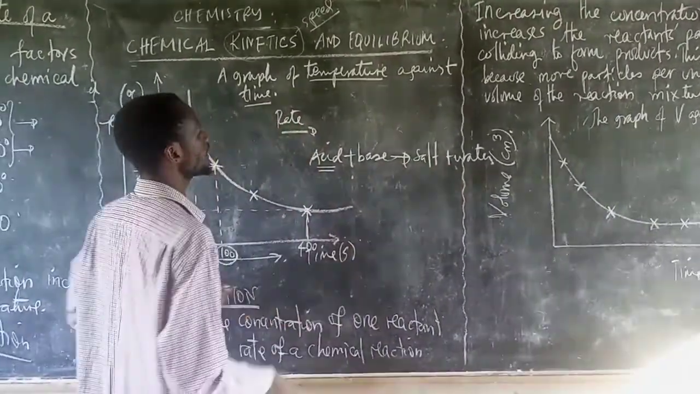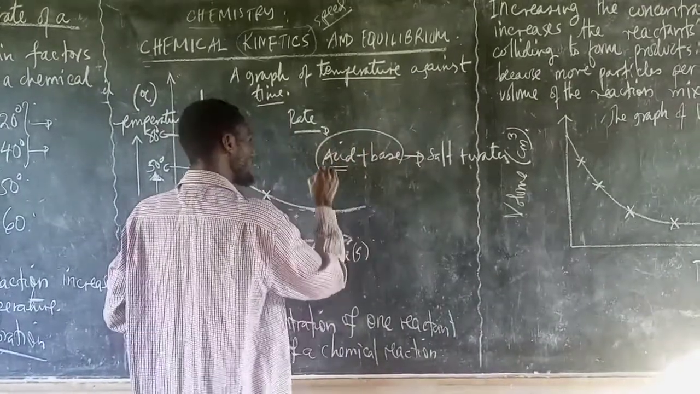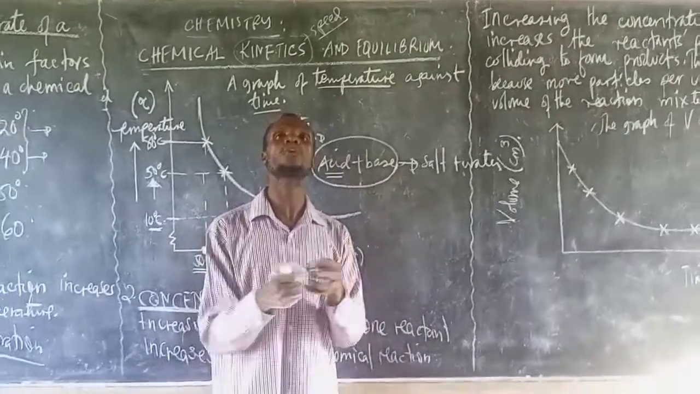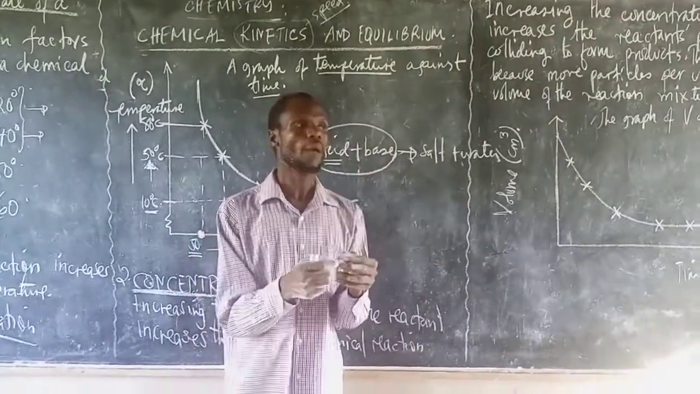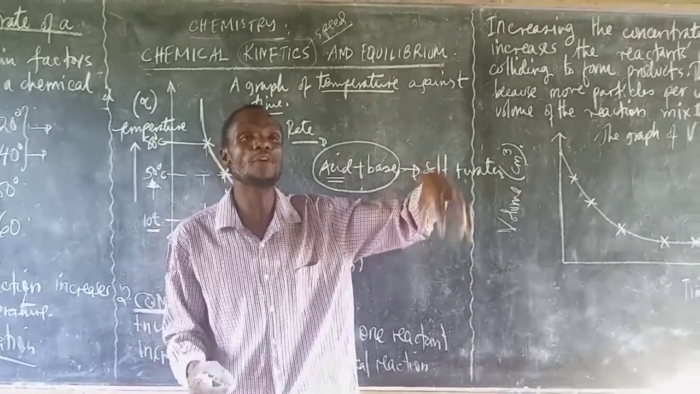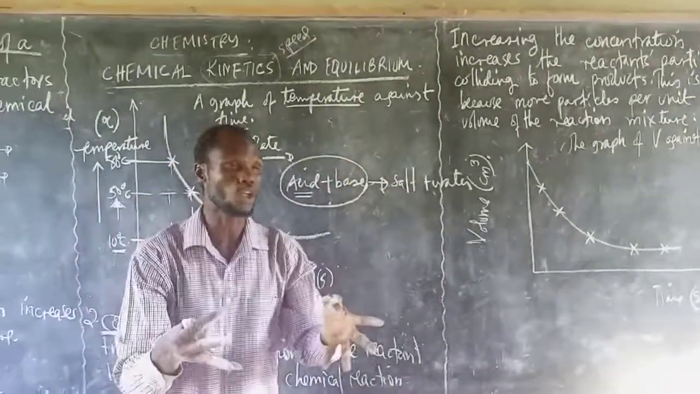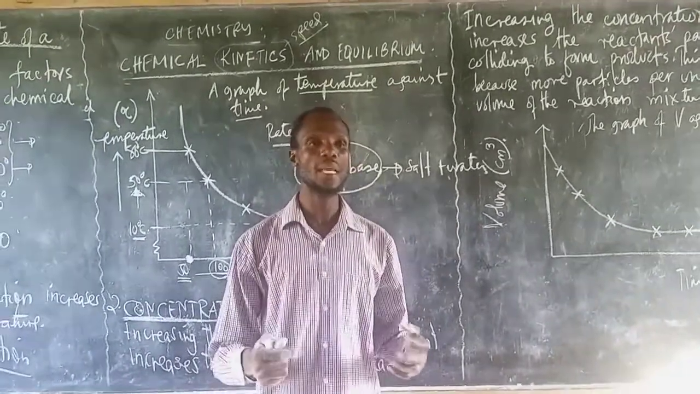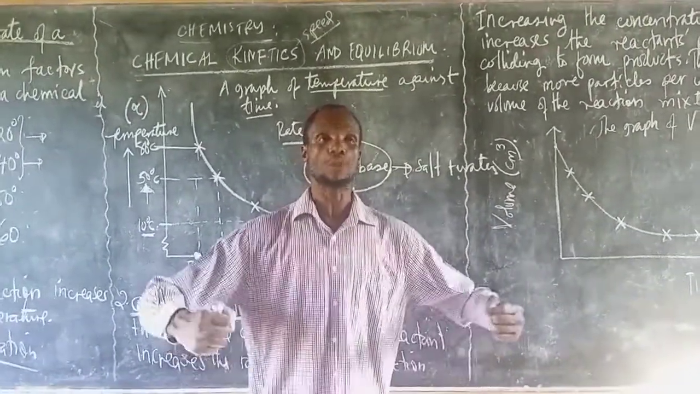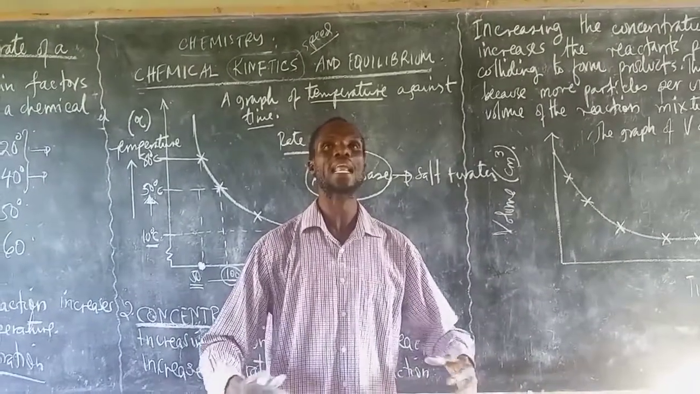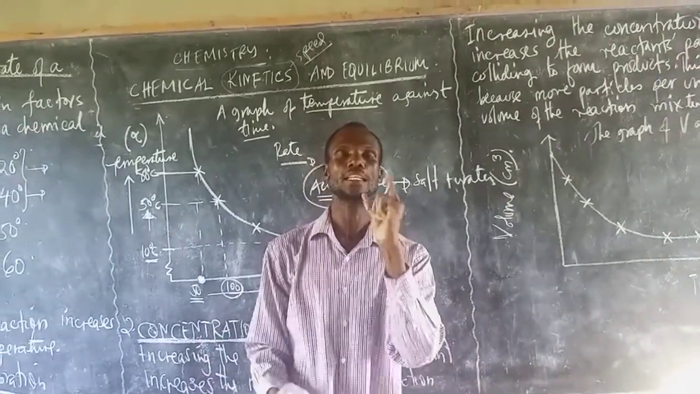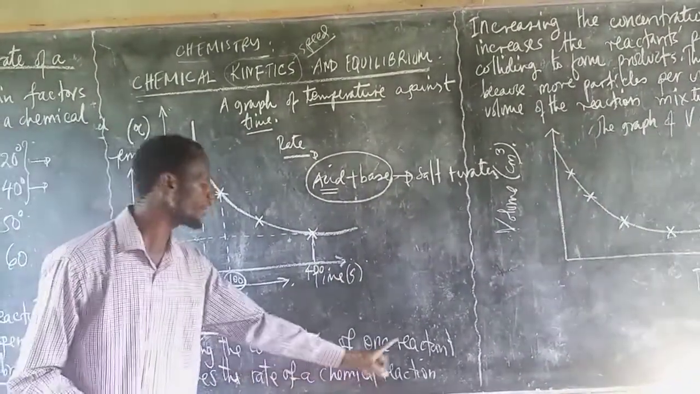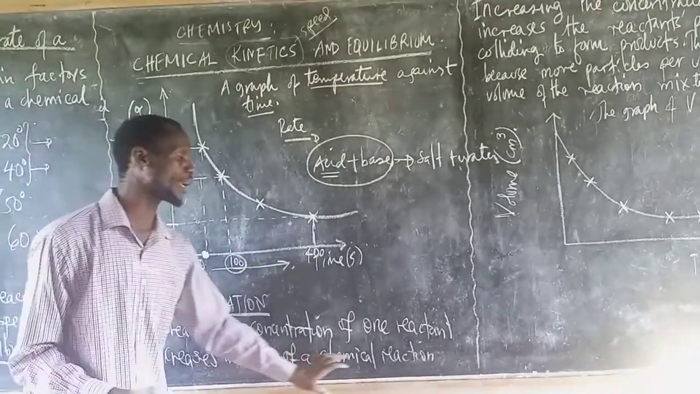So, increasing the concentration of the reactants, you are increasing the vibration and you are increasing the collisions of the particles, because you are just increasing the number of the particles within the limited volume. If you are increasing the number of the particles within the limited volume, it means that you are increasing the collisions of the particles because they are incorporated in a single volume. And that is why we say increasing the concentration of one reactant increases the rate of the chemical reaction.